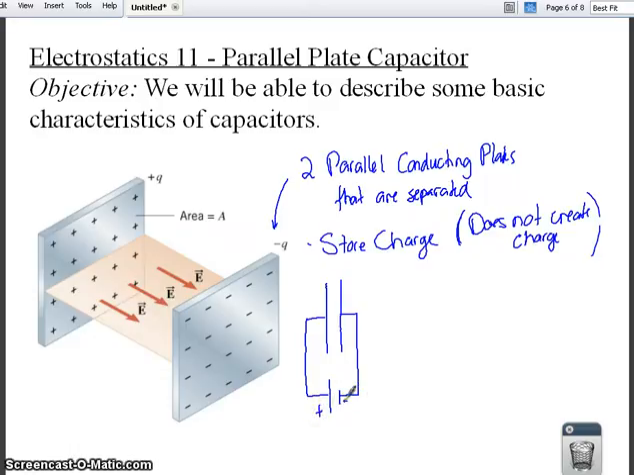And what a battery does when it's connected to a capacitor, it removes electrons from one side, and it moves them over to the other side. So what happens is we have a positively charged plate on one side and a negatively charged plate on the other side, as you can see from this picture right here. Once again, the battery moves the charge. A battery can create it. A capacitor can store it.